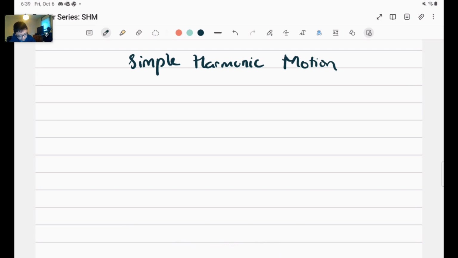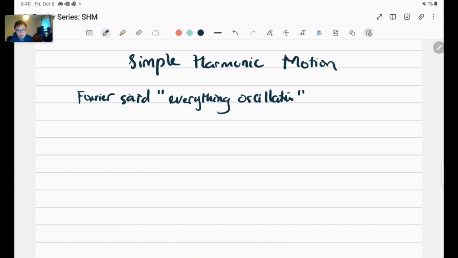And also one of the reasons why it is crucial to start with sine and cosine is because Fourier said that everything oscillates. So let me just write this one down. Everything oscillates, and that is the main reason why, when we talk about Fourier motion, I'm sorry, Fourier series, it includes sine and cosine functions.